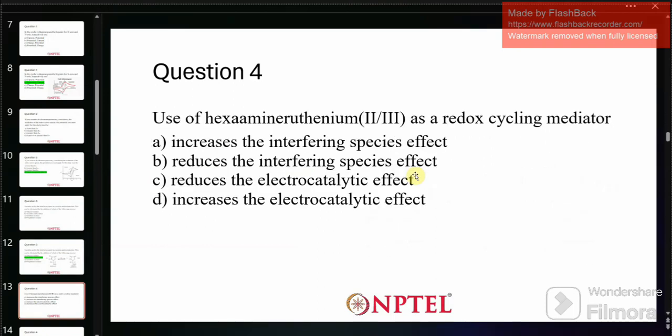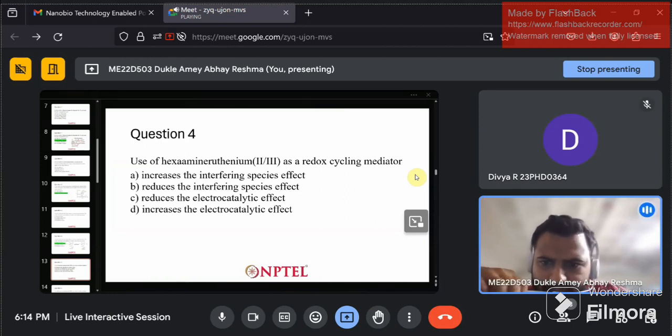So moving to the next question. Use of hexamine ruthenium as a redox cycling mediator is basically for what? It increases the interfering species effect, it reduces the interfering species effect, reduces the electrocatalytic effect, or increases the electrocatalytic effect. So basically why are we using hexamine ruthenium as a redox cycling mediator is what is asked in the question. Any guesses?